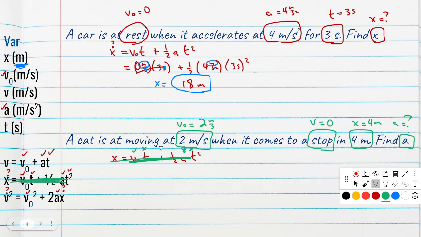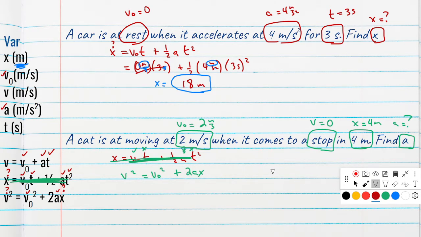What else could I do? Well, V naught, V, X, A. That doesn't have an X. V naught, V, X, A. Huh, there's those same four ones. That's the equation I want. V squared equals V naught squared plus 2AX. It's a little matching game. You can do this. Just find the numbers, figure out what they are, find a formula with those same variables in it. It'll work every time.